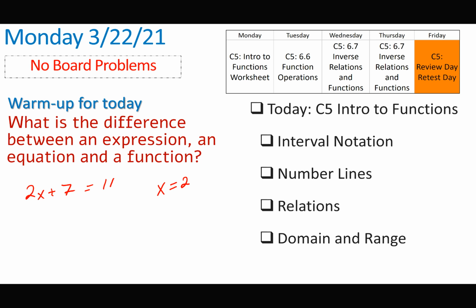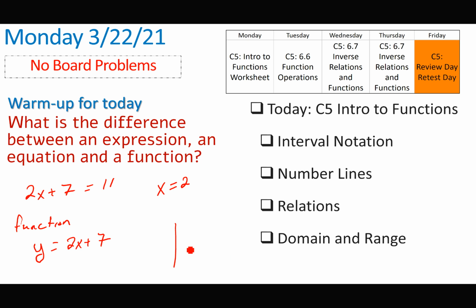But now if I were to look at a function, if I said, well, y equals 2x plus 7. If I have a function y equals 2x plus 7, there's multiple x's that I could have. I could say, well, if x is 2, I get 11. If x is 0, I get 7. If x is whatever, I can come up with it.